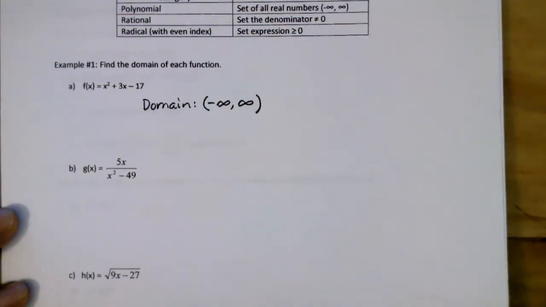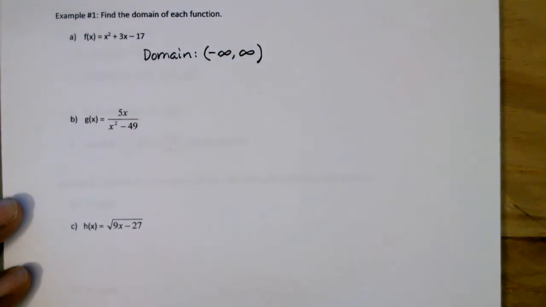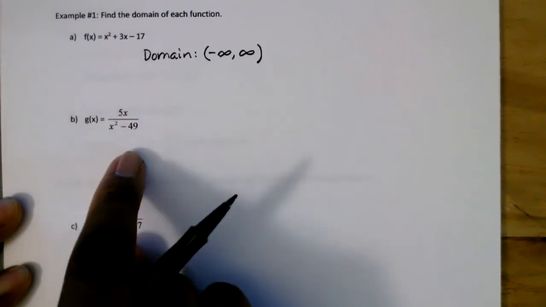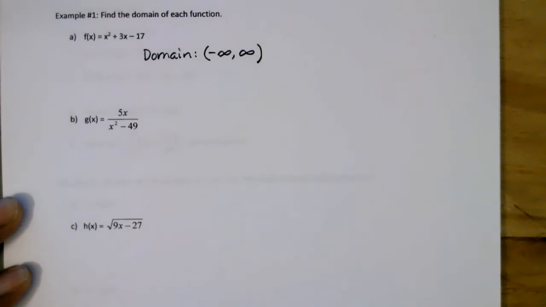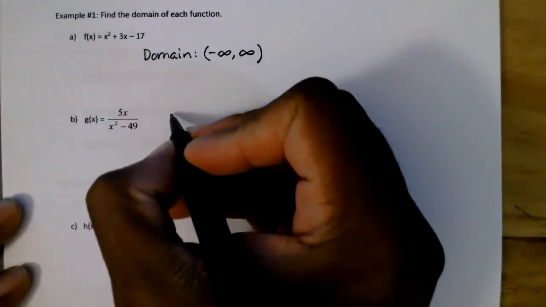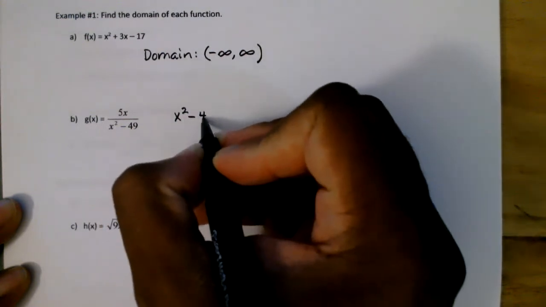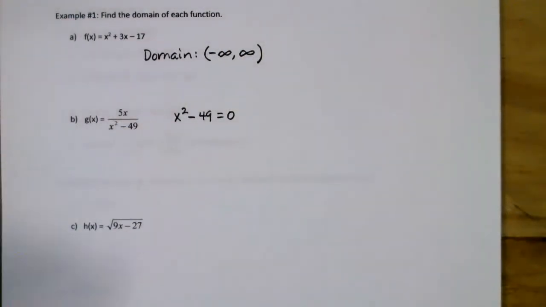Now part B, we have g of x equals 5x divided by x squared minus 49. In this case, we have the x in our denominator. This is a rational function. We have a numerator and a denominator, and the variable is in the denominator. So we're going to take the expression in the denominator, which is x squared minus 49, and set it equal to 0 because I want to find out what values of x will give me a 0 in the denominator.